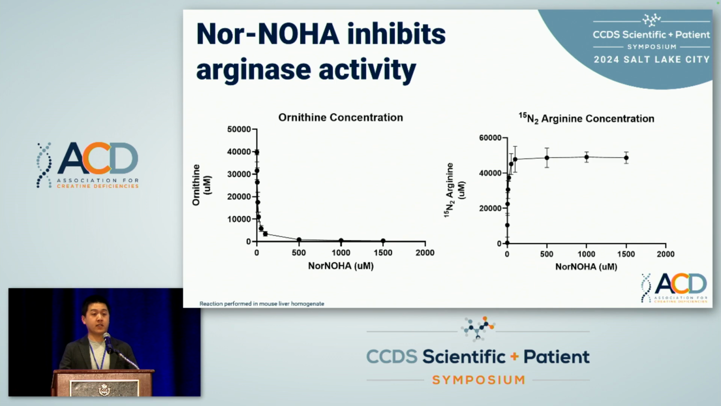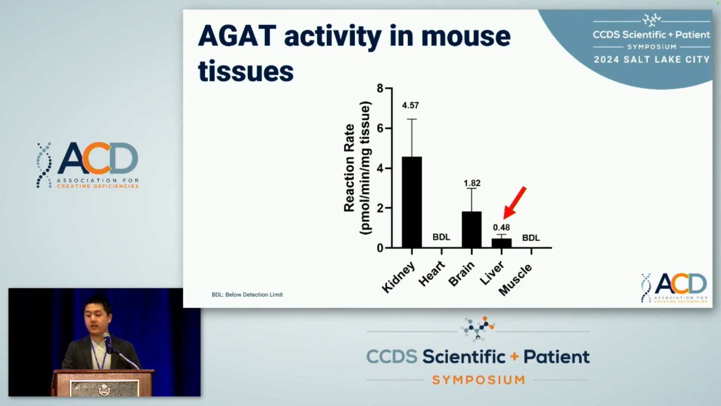In contrast, if you look at the graph on the right, you see the opposite phenomenon, in which as we increase the amount of nor-NOHA present, we have increasing amounts of arginine being rescued within the reaction. As such, this shows that nor-NOHA is an effective inhibitor of arginase, as it reduces the amount of ornithine present as well as increasing the amount of arginine. When we redo the enzyme reaction now in the mouse liver samples, we have a more accurate activity of 0.48, which is approximately a 160-fold increase in AGAT activity compared to the liver without nor-NOHA addition.